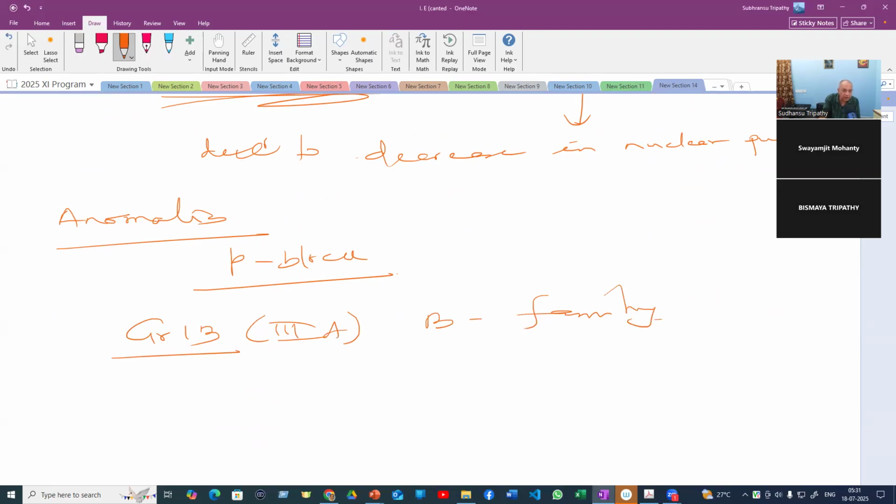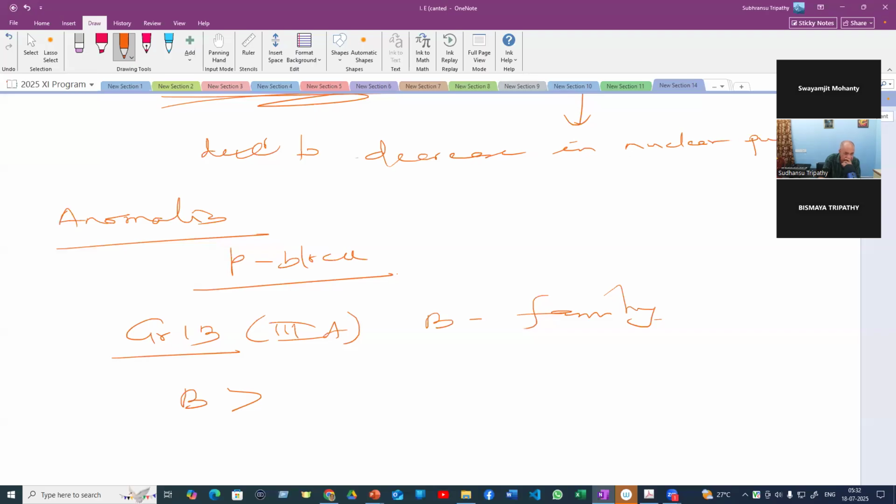It goes on decreasing, but boron greater than, who can tell me? Which element comes next to boron? I've told you several times. Yes, Swayam.